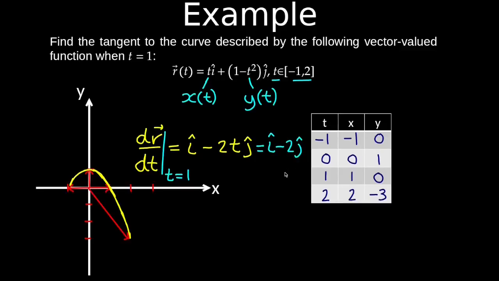So as we can see, when t equals 1, we're looking at the point 1, 0. So the tangent vector is going to look something like this. So for every 1 unit in the horizontal direction, the vector goes down 2 units in the vertical direction. So in other words, the slope is minus 2, which makes sense.